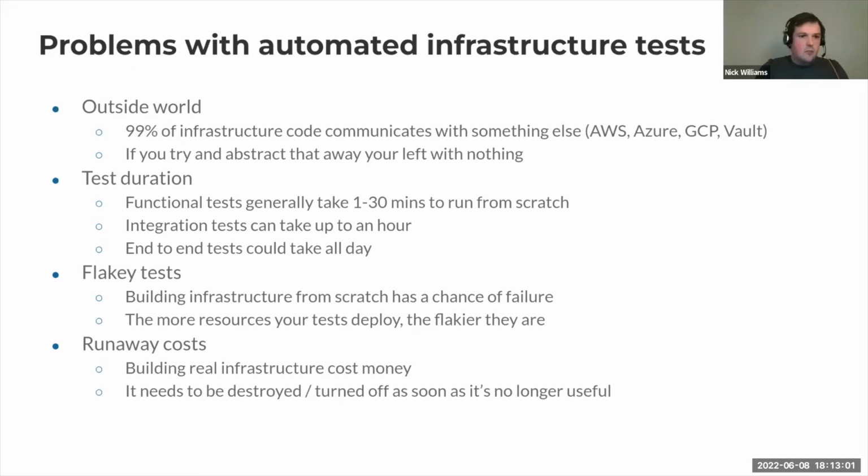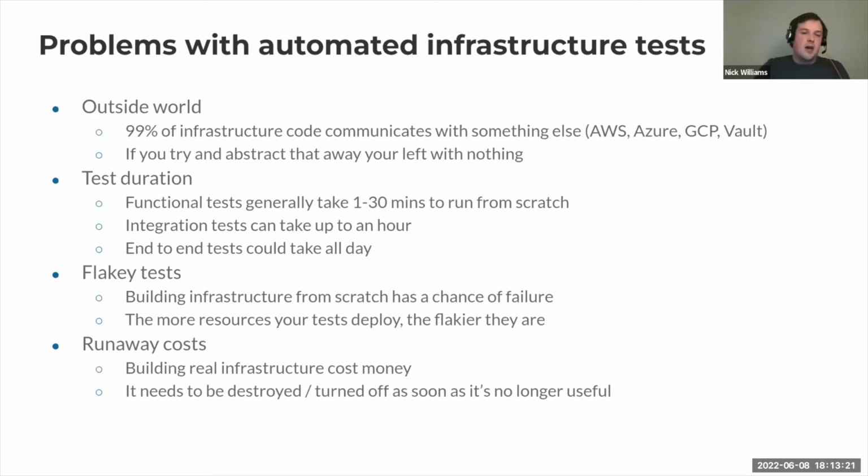One of the main problems with that is, I'd argue at least 99%, if not more, of infrastructure code is normally communicating with something else. So AWS, Azure, GCP, or a Kubernetes cluster, whatever it is, it's not something that's just internal. You've got to talk to something else.